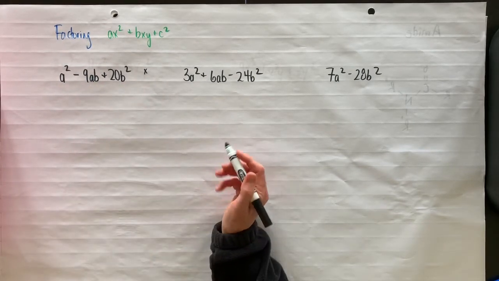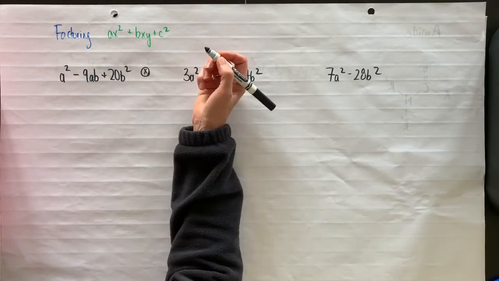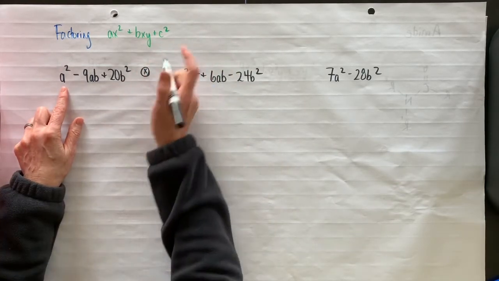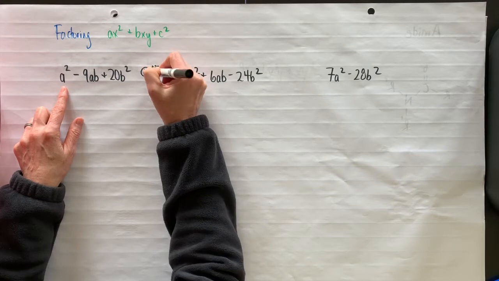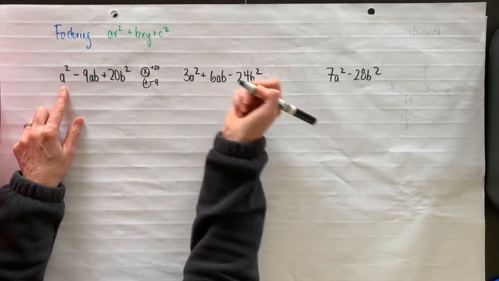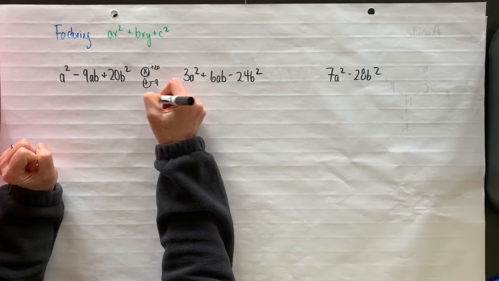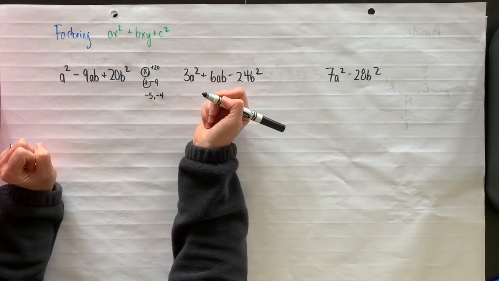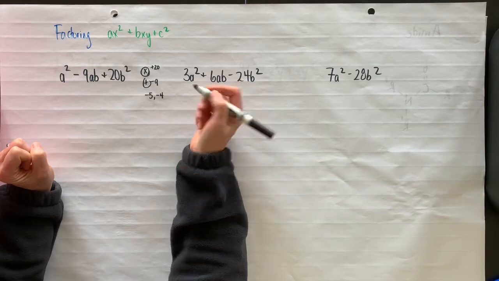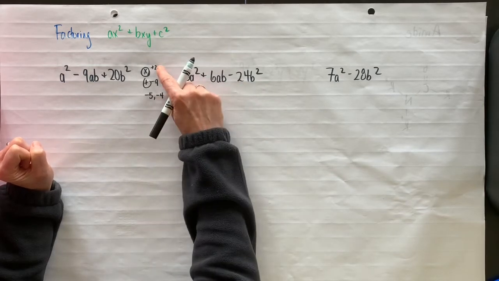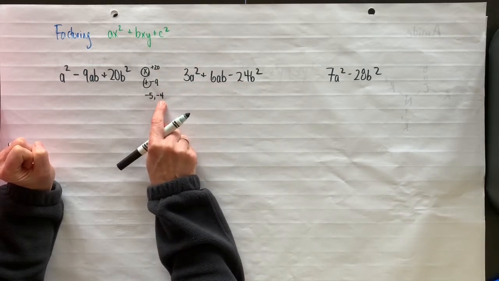We're still going to do exactly the same steps. I'm looking for two numbers which multiply to positive 20 and add to negative 9. Instead of listing all the factors in my head, because I've done this so many times, I know that those numbers are negative 4 and negative 5. Negative 5 times negative 4 equals positive 20, and negative 5 plus negative 4 equals negative 9.